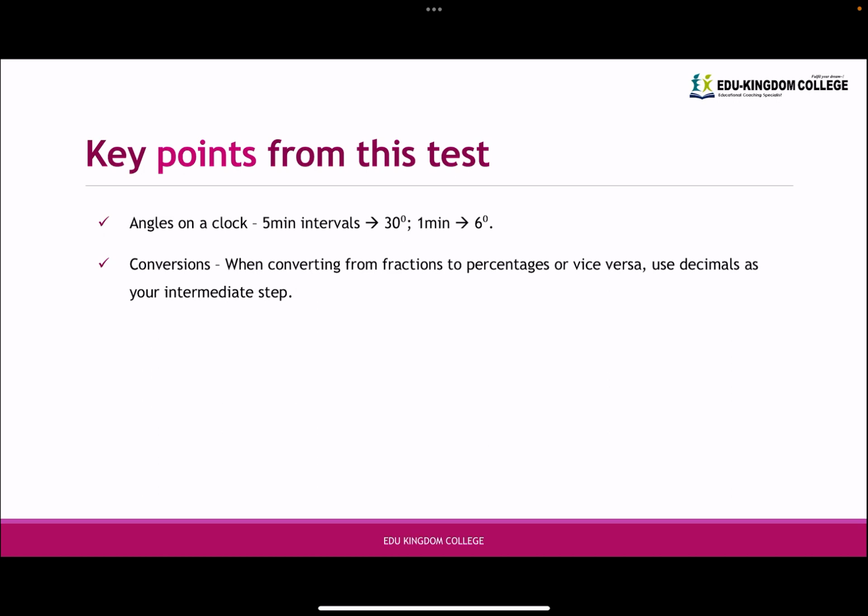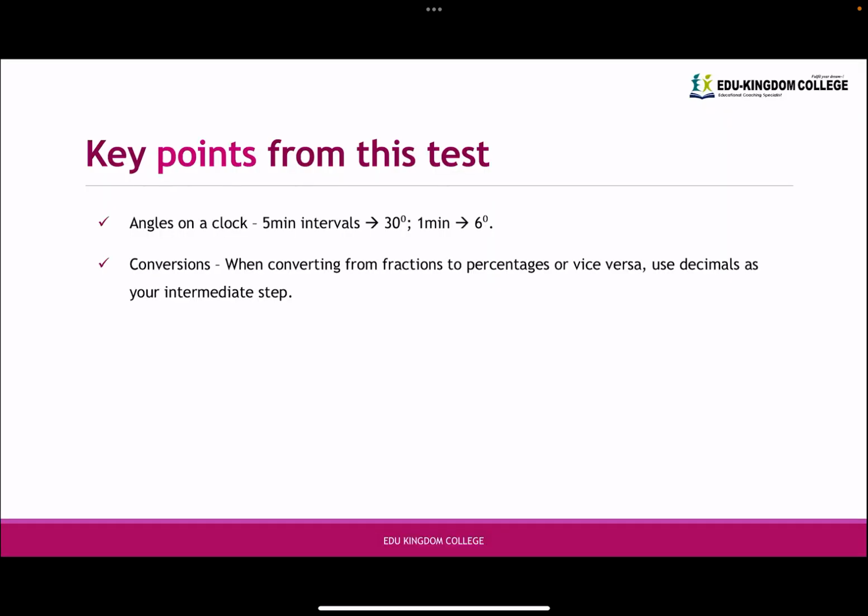Just key points from this test: remember that clocks come in intervals. One revolution around any point is 360. So if there's 12 intervals, each interval should be 30 degrees. If there's 5 intervals in that one little interval, each little interval should be 6 degrees. And then in terms of conversions from fractions to percentages or decimals, always use the decimal as that middle point, or from fractions to percentages or the other way around. That'll make it a lot easier.